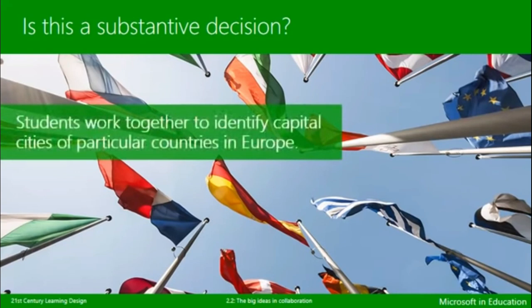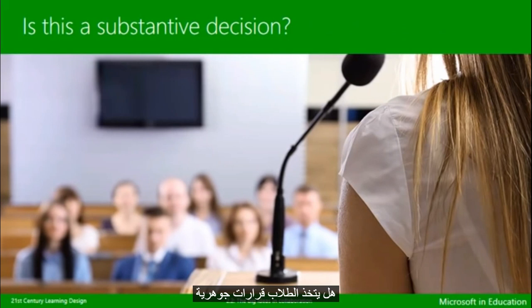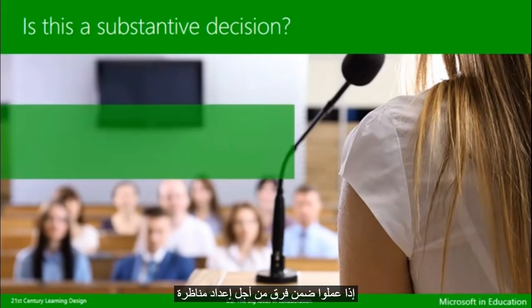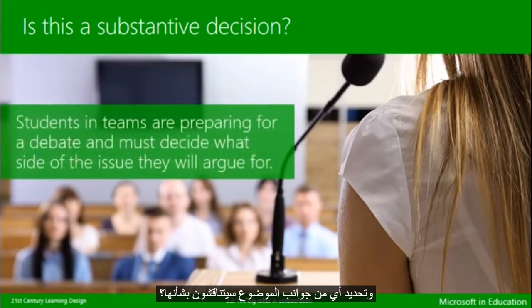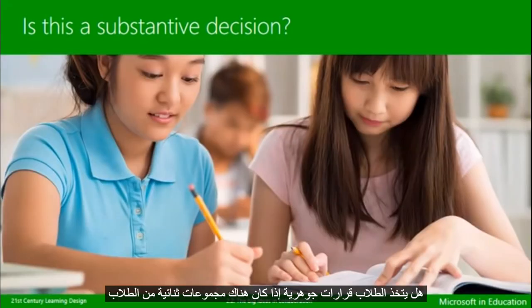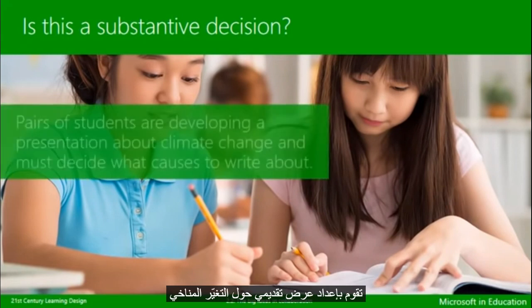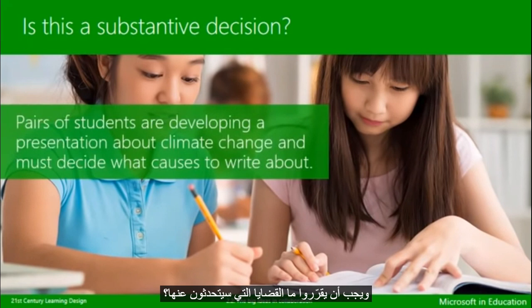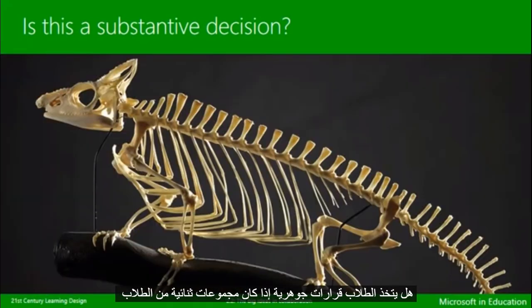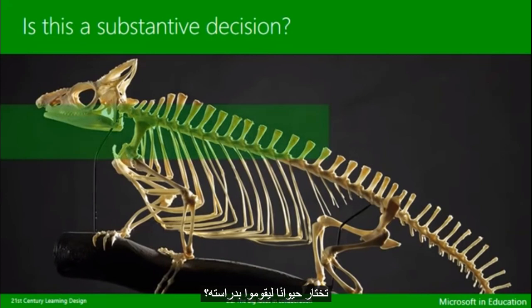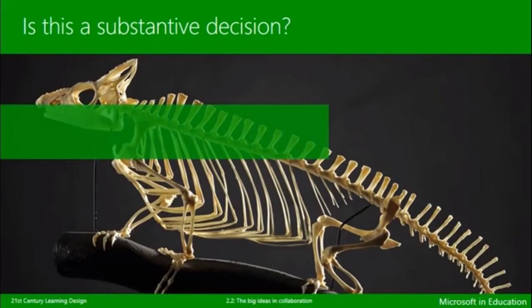Now I want you to think about the following situations to determine if students are making substantive decisions. Are students making substantive decisions if they work together to identify capital cities of particular countries in Europe? Are students making substantive decisions if they are working in teams to prepare a debate and decide what side of the issue they will argue for?